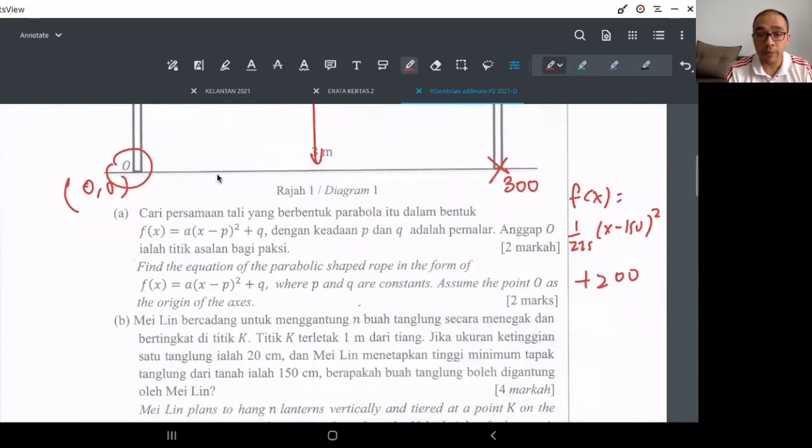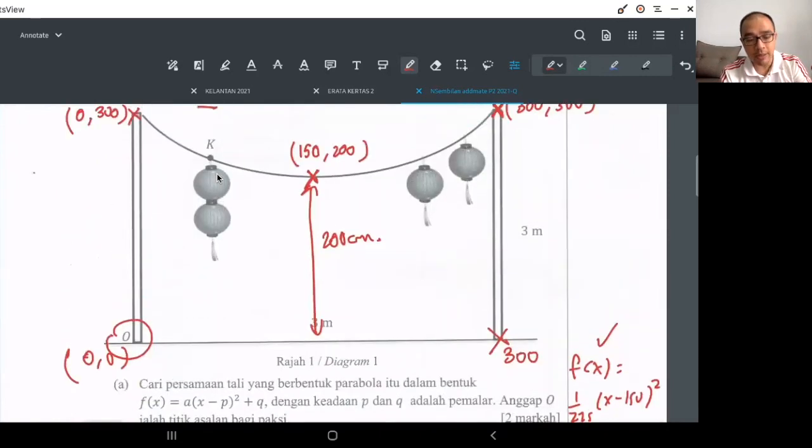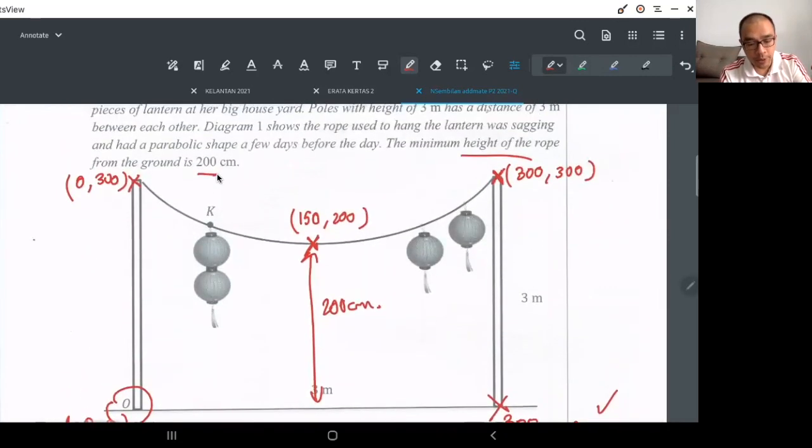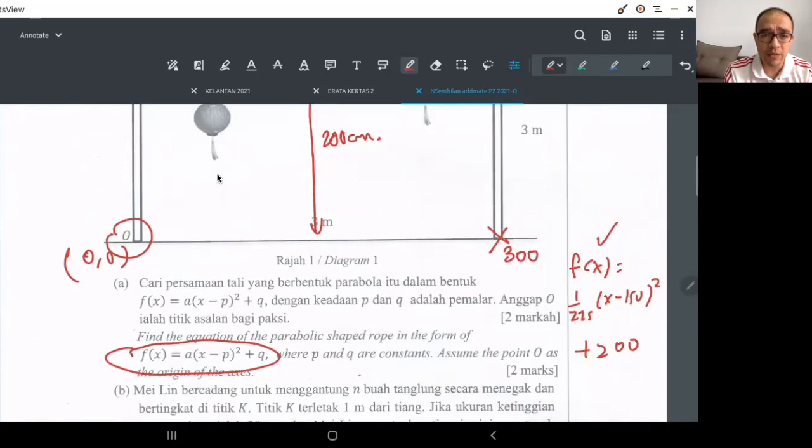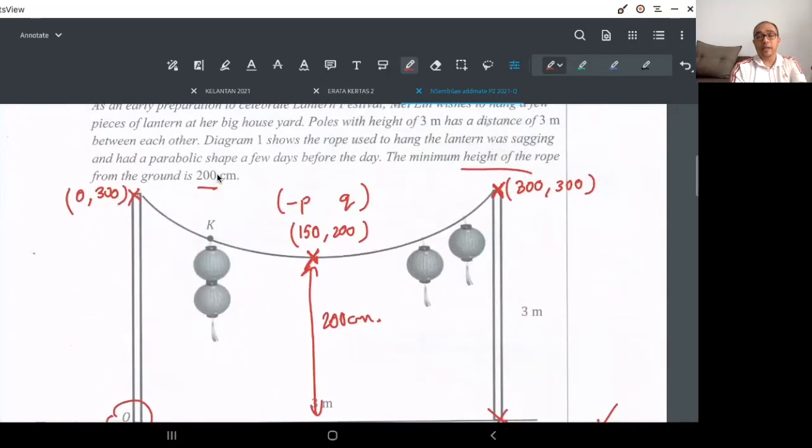Now, with all this information, actually, you can answer number 1 already. Find the equation of the parabolic shaped rope in the form f(x) equals a(x minus p) squared plus q. The answer is given here. This answer is definitely correct: 1/225, (x minus 150) squared plus 200. The only clue I'm going to give you is that this is the minimum point, and the minimum point is (p, q). That's all I'm going to give you. Oh, they give you already. Okay, fine. The p and the q are given over there.